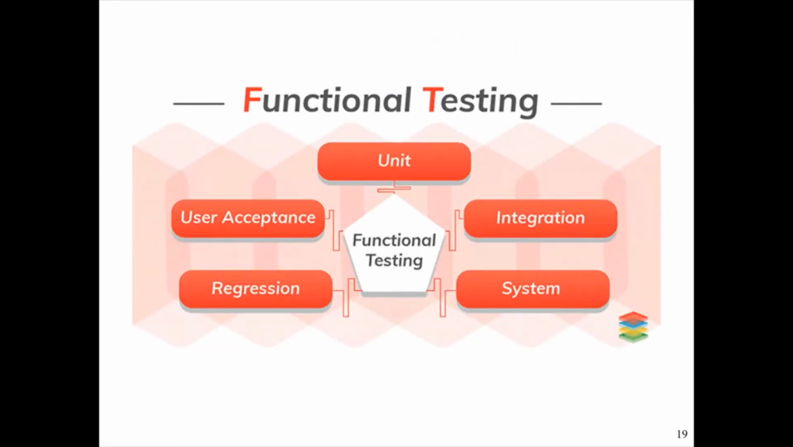What are the major functional testing that we are going to study in this chapter? These are called unit testing, integration testing, system testing, user acceptance testing, and regression testing. Actually, I think regression might not be part of this course outline, but anyway, we can see, inshallah, no problem.